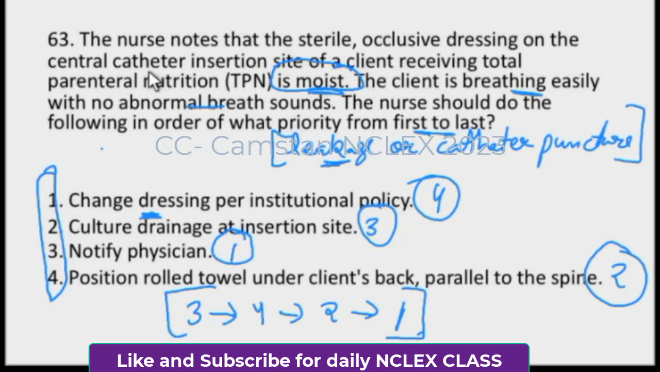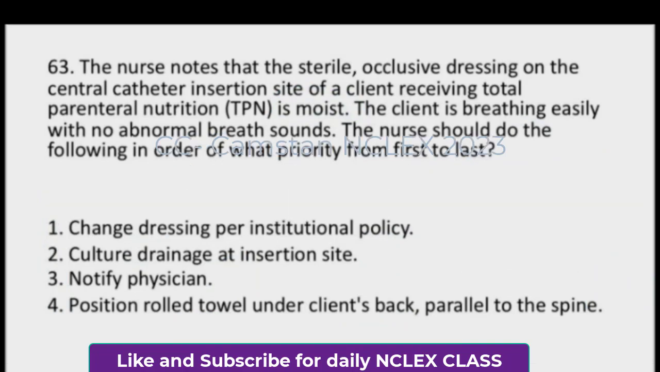So in case there is drainage at the insertion site, the nurse should first notify the physician, and after that, if pneumothorax is suspected, then the nurse should position a rolled towel under the client's back. After that, if there is drainage, then the nurse should obtain a culture sample from the site and send it for culture sensitivity. And the last step will be changing the dressing. So this is the correct priority order, right? Let's move on to our next question.